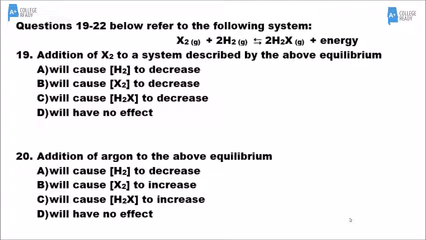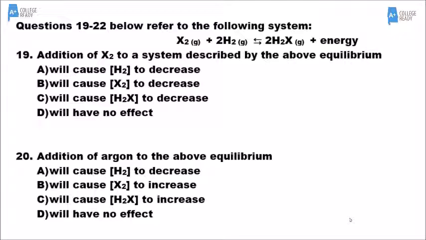If you add X, then that will cause a shift to the right, meaning you're going to use up some of the X and you're going to use up some of the H2, and you'll create the product H2X. So adding X will cause the H2 to go down. We don't know how much X2 was added, so overall we don't know what will happen to the concentration of X2. All we know is we added some.